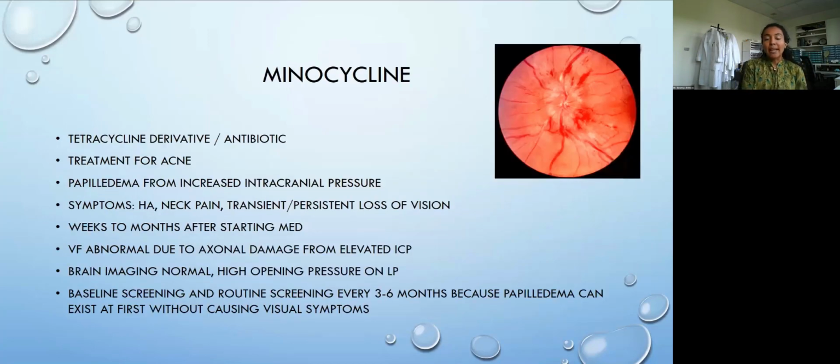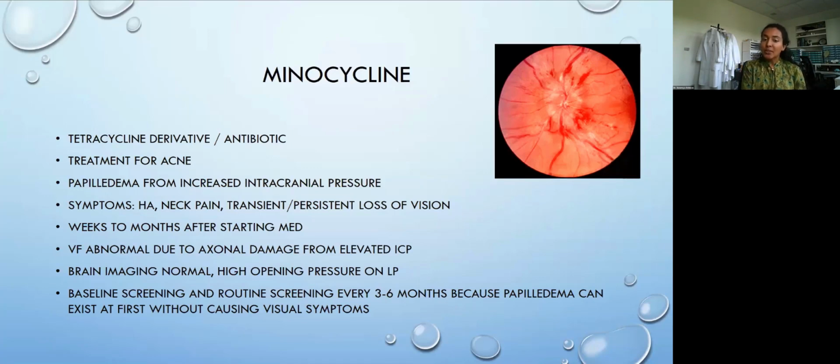So another medication for treatment of acne is minocycline, and this is a tetracycline derivative. It's an antibiotic, and it causes papilledema from increased intracranial pressure. So patient symptoms include headaches, neck pain, transient or even persistent loss of vision. And this usually happens weeks to months after starting the medication. And the visual field is abnormal, and that is because of axonal damage from elevated intracranial pressure.